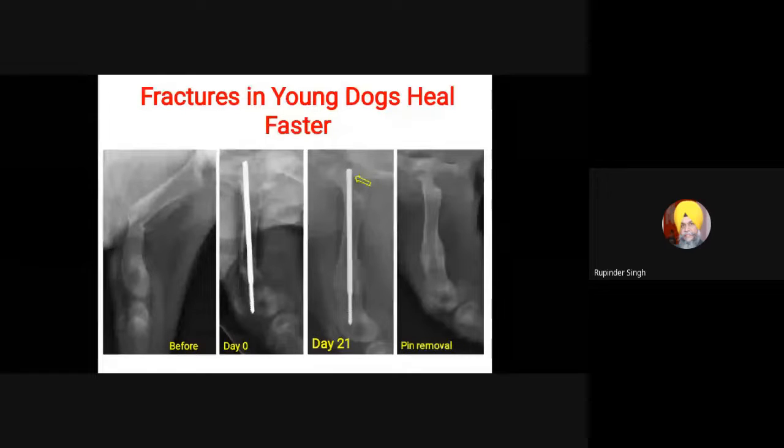Another advantage in young animals is the medullary canal. The space within the bone is quite larger as compared to adults. The medullary canal of young dogs is quite larger, so that means we can place bigger, meaning thicker, implants. A thicker implant might have better mechanical strength as compared to thin implants. So these are the patients where we can use the bioabsorbable implants.